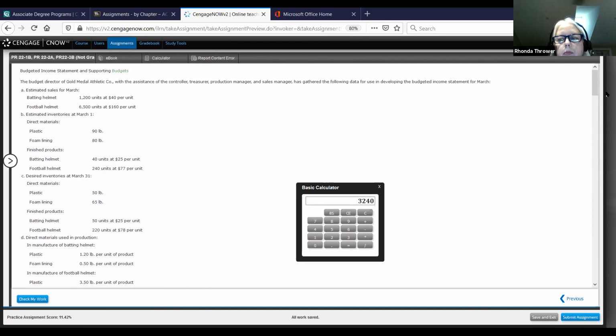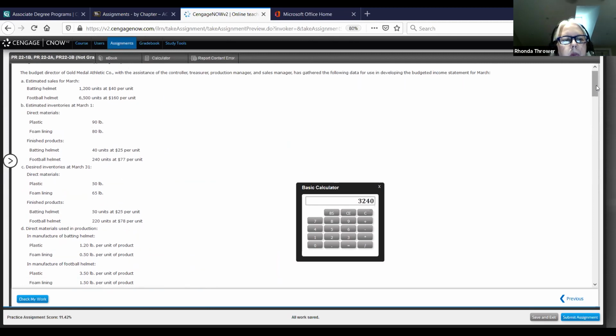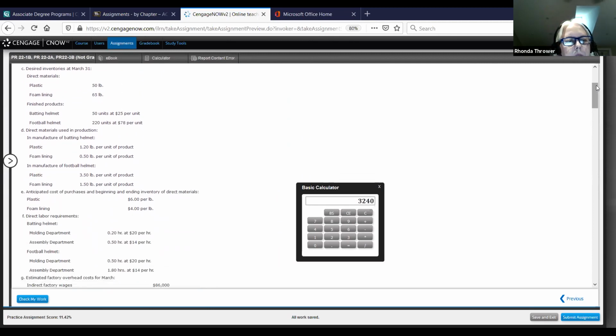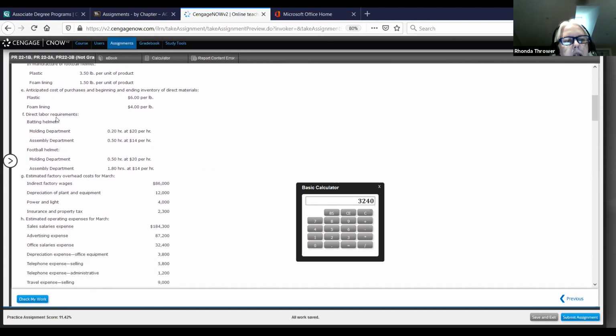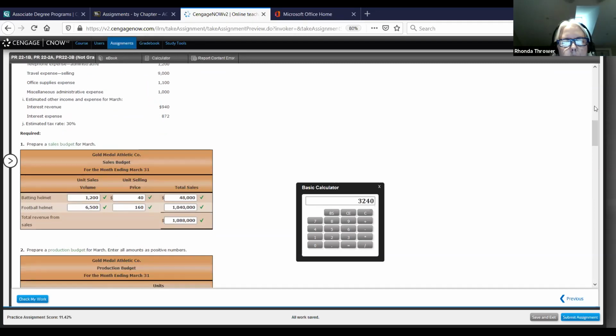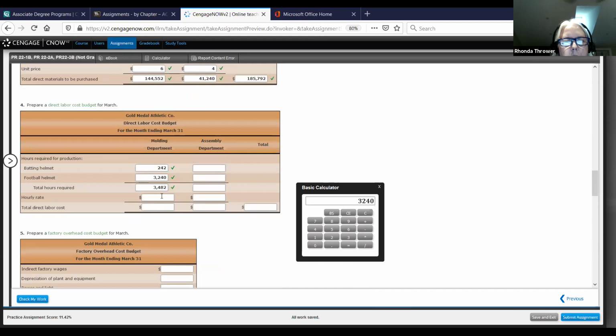And let's see how much labor it was. All right. Here's the labor requirements. The molding department charges $20 per hour. So I'm going to put $20 per hour in here for the molding department. See, we're in the molding department column here. And then I'm going to multiply the total hours by 20.